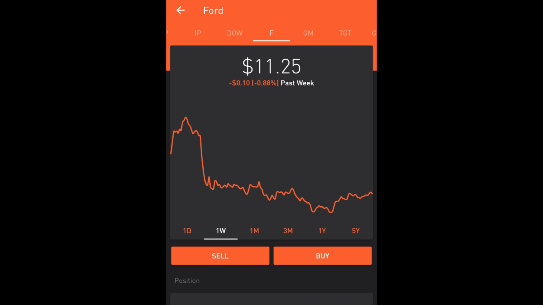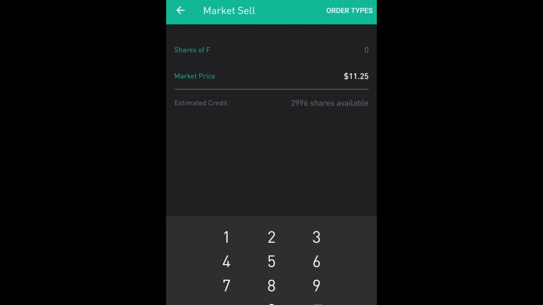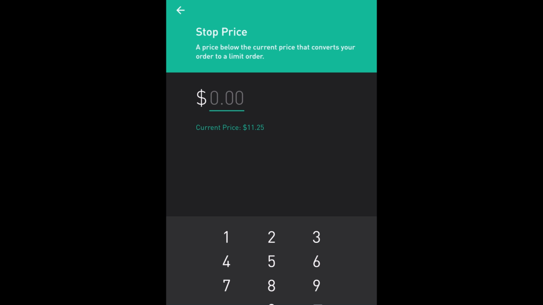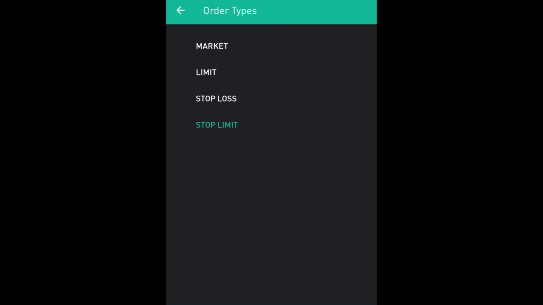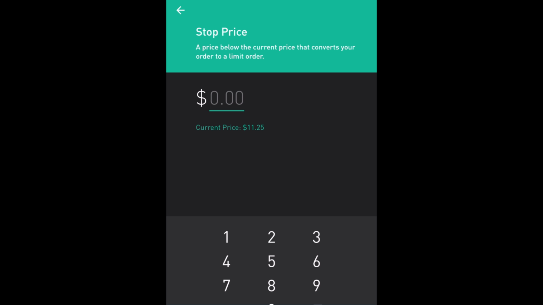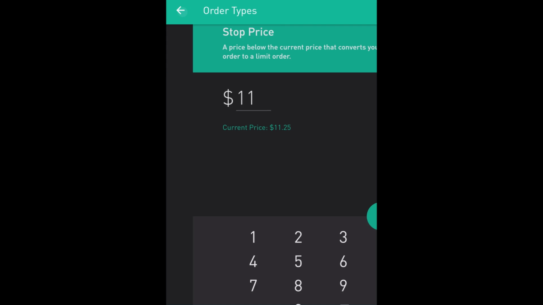The last order type here, much more sophisticated, again going back into order types, is stop limit. So this is basically 2 orders in one. You put your stop price and then you put your limit price. And again, this is a little bit different because there's not any short selling, but if you do a stop limit, you basically are putting in your stop price, let's just say $11, and then you're putting in your limit price, which can be maybe $11.20. And everything else is exactly the same.